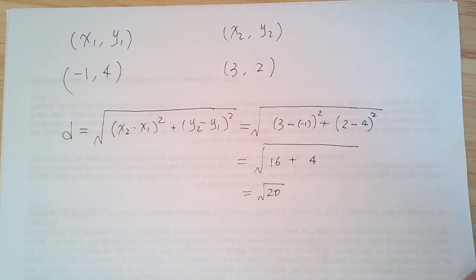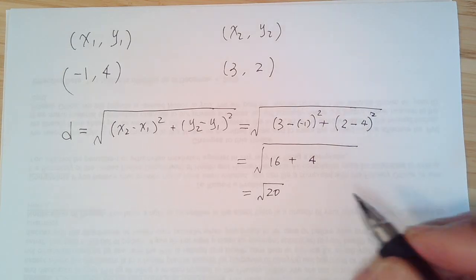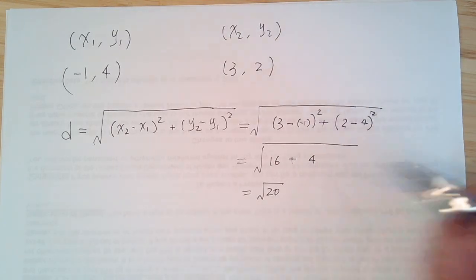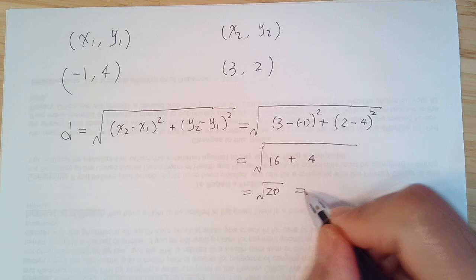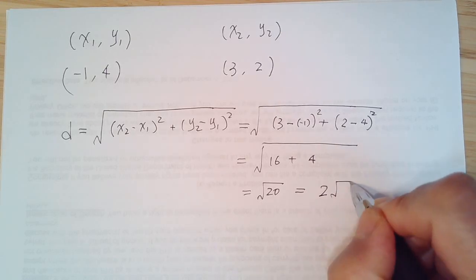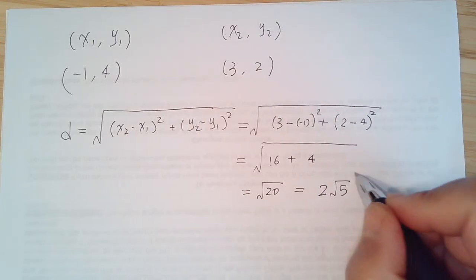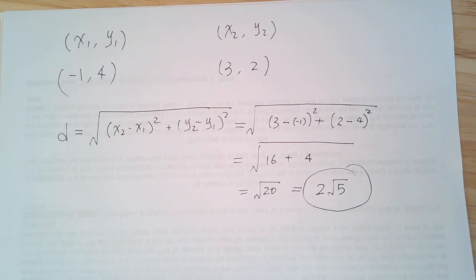And there is a complete square as a factor of 20, 4 times 5. And take the 4 out to get a 2, and inside you have a 5. So this is the distance between these 2 points.